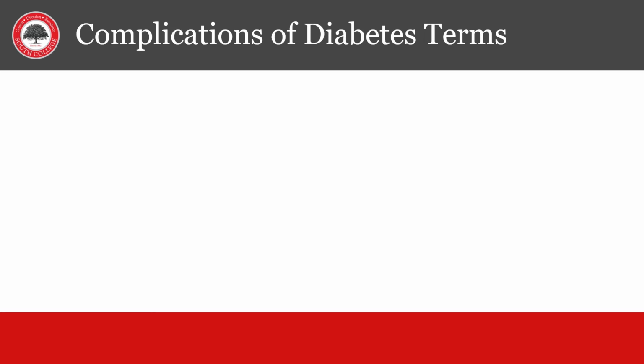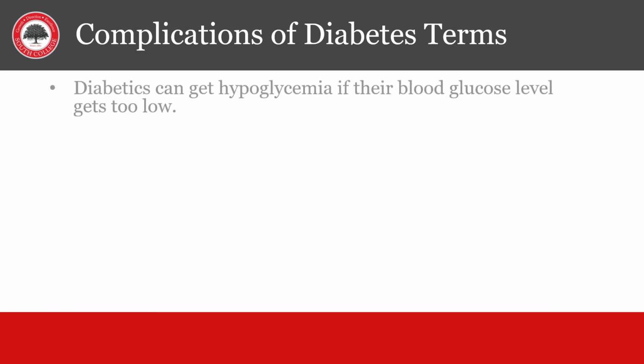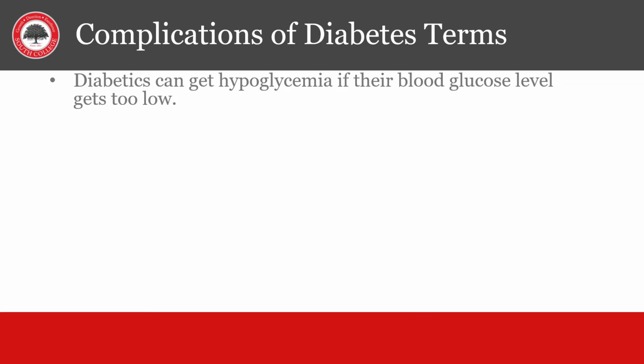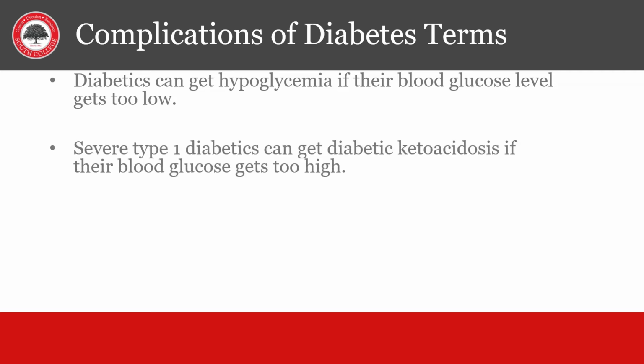So both types of diabetics can have complications from their disease. Both can get hyperglycemic if not treated properly, but can also become hypoglycemic if their blood glucose level gets too low. Severe type 1 diabetics can have diabetic ketoacidosis or DKA, which is a severe life-threatening emergency if their glucose gets too high.